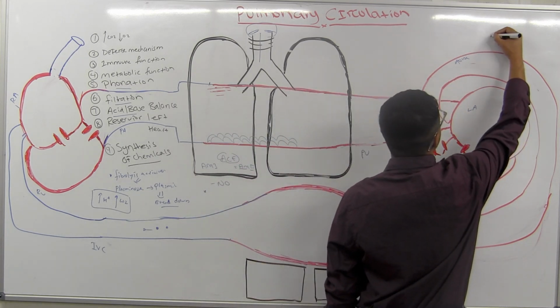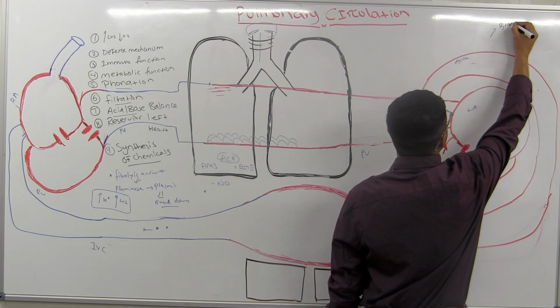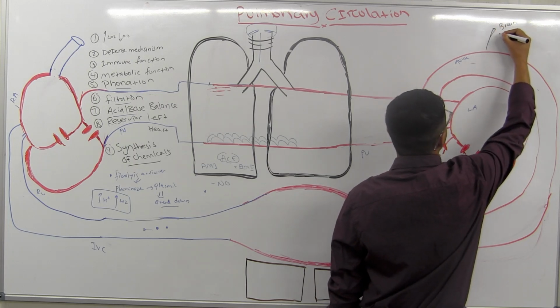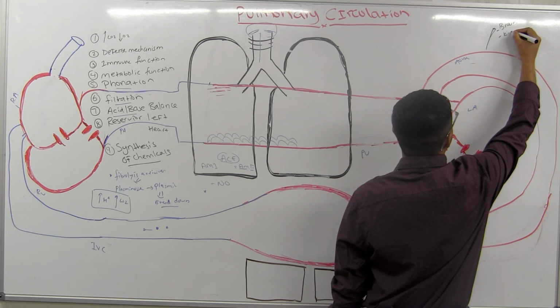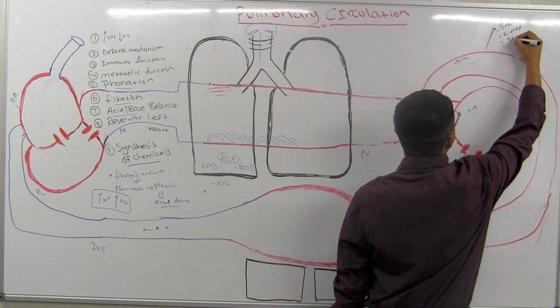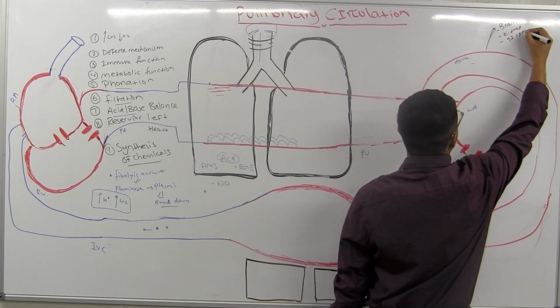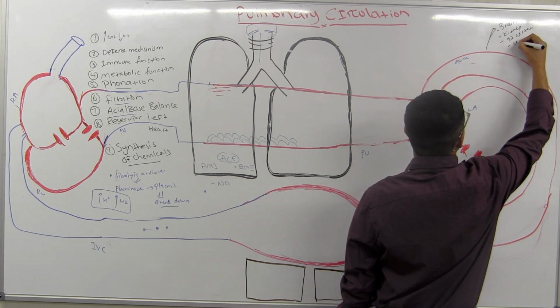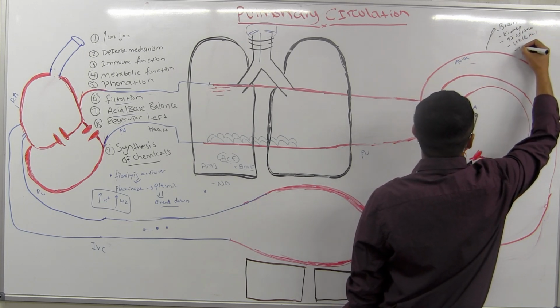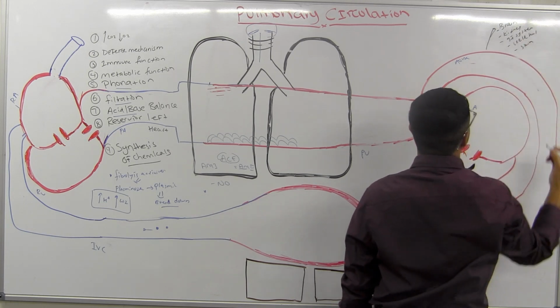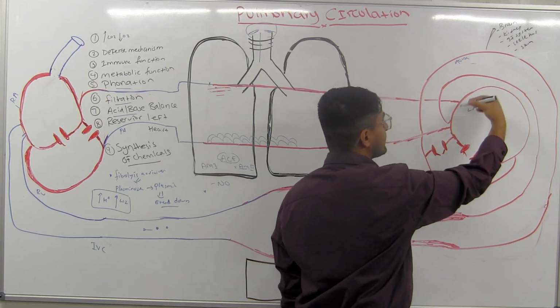One is going to be my brain, it's supplying the brain. Another one is supplying the kidney, your GI system, your skeletal muscles, your skin. So it's supplying all the organs from the aorta.